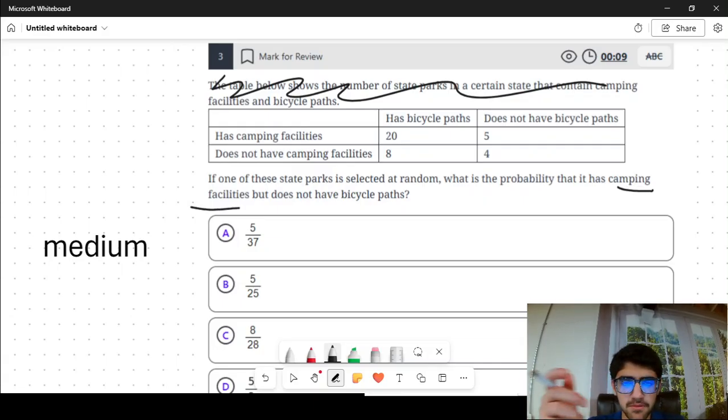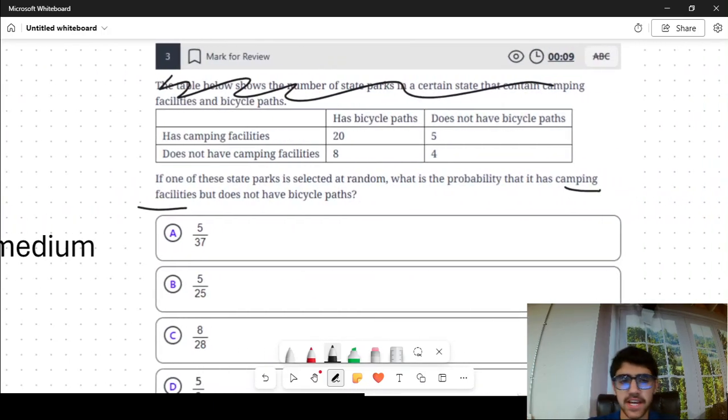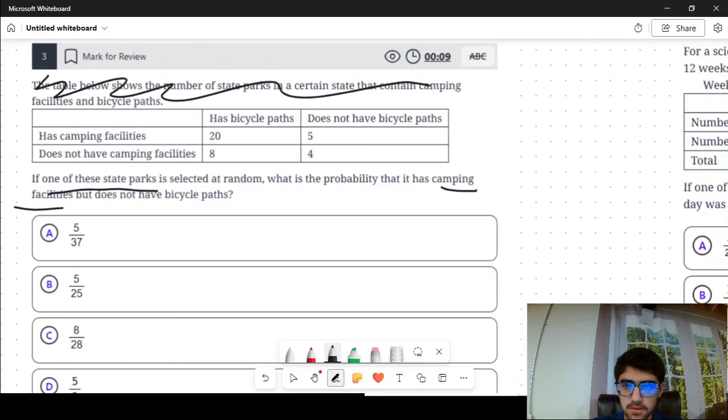So right here, basically, when you move on from the easy to the medium questions, the only thing that really changes is that now you have two variables. You have a variable on top, then a variable on the side, and you just read it the exact same way. If one of these state parks is selected at random, these are all state parks, so the denominator, the total outcome, is still the total. So the total would be 20 plus 5 plus 4 plus 8, which is 37.